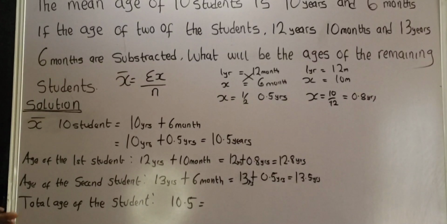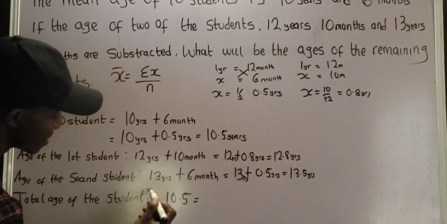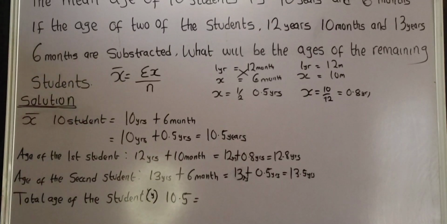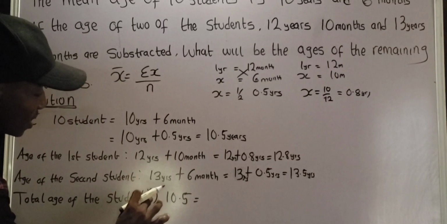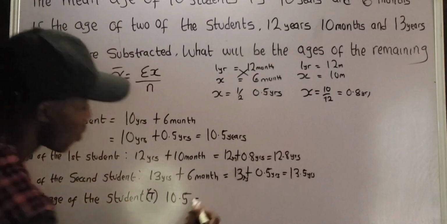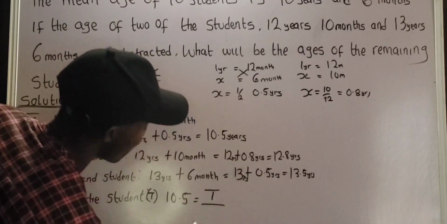Let us represent the total age of the students as, let me represent it as t, so that you won't be confused. The total age of the students is t, and the total age is the sum of all the ages of the students. Are you getting it? So t all over n.